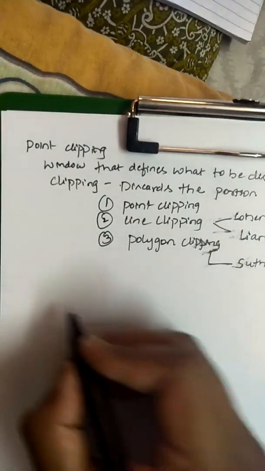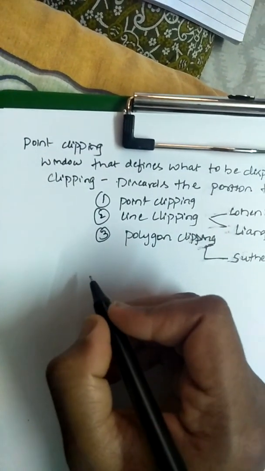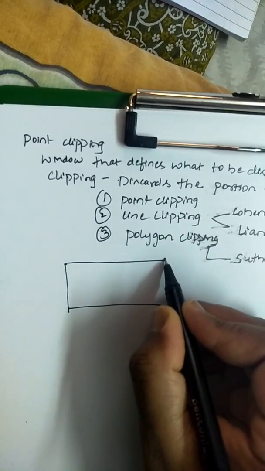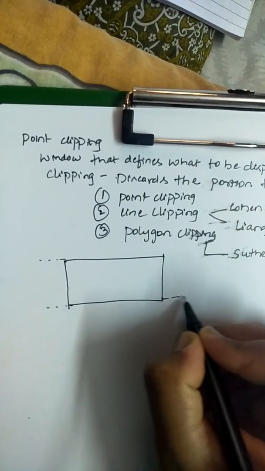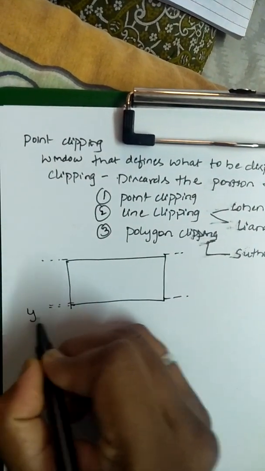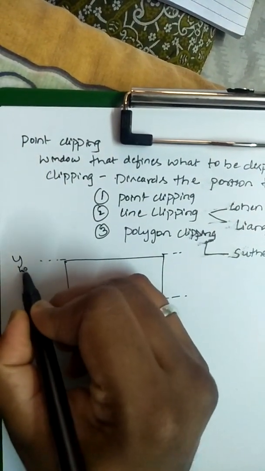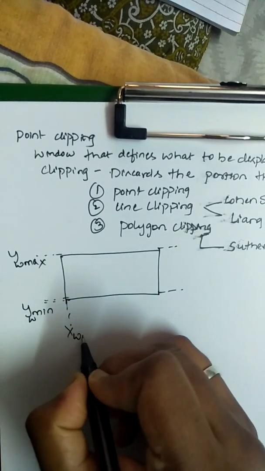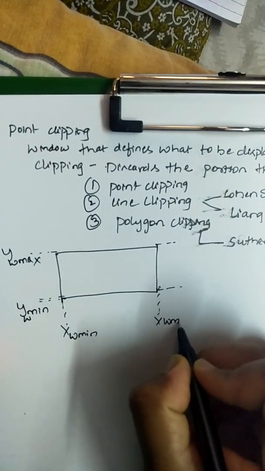Before we start the clipping procedure, we have to define a window. Example, consider this as a window. So I can call this yw min, yw max, and xw min. So this will be xw max.